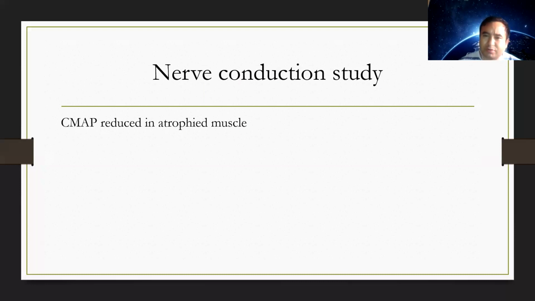Sometimes when you do nerve conduction studies, if the muscle is atrophied, there can be a decrease in compound motor action potential, suggesting that there may be some degree of axonal neuropathy as well.